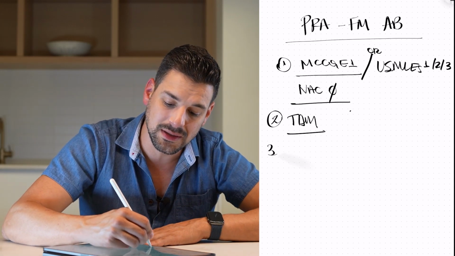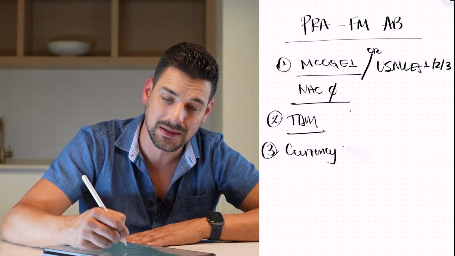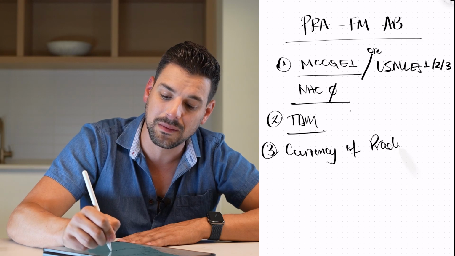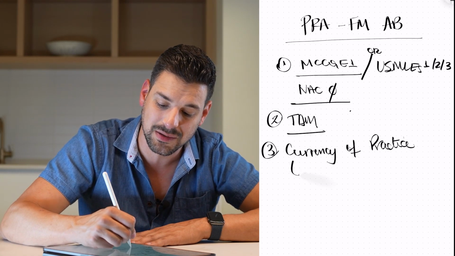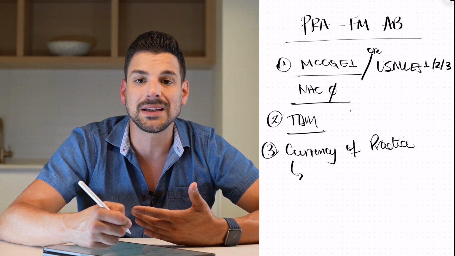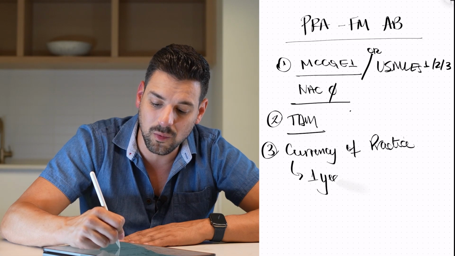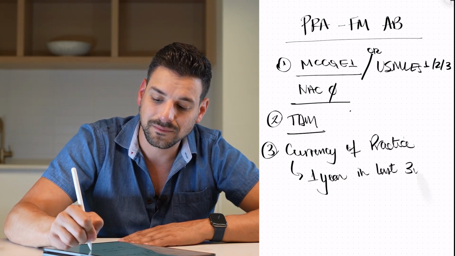Now, what is the currency of practice? The currency of practice in Alberta is more strict than in BC. In BC, if you remember, your currency of practice is 960 hours in the last 3 years, which is basically 6 months full time. In Alberta, you need to have practiced for 1 year in the last 3 years.